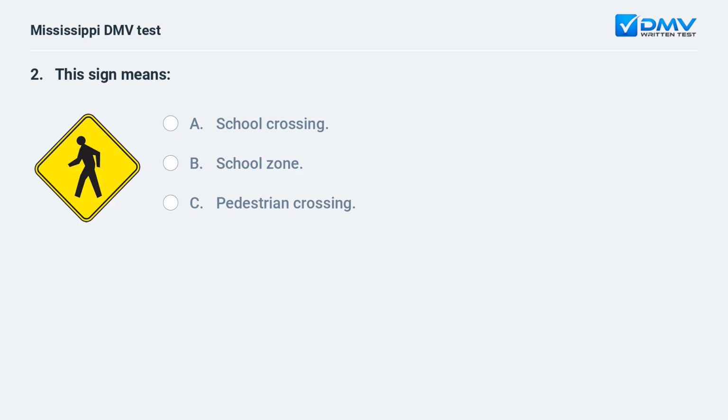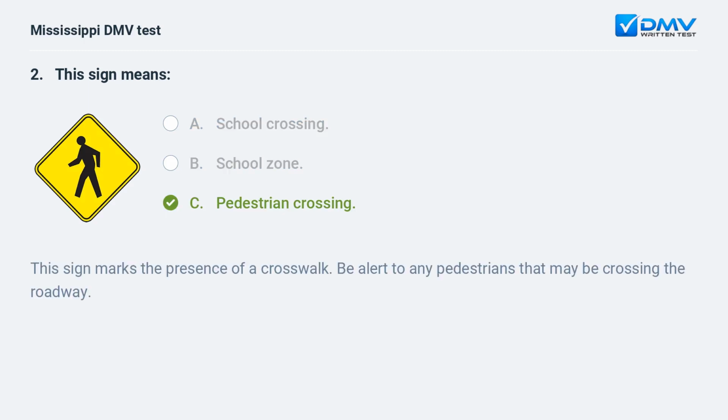This sign means A. School crossing. B. School zone. C. Pedestrian crossing. This sign marks the presence of a crosswalk. Be alert to any pedestrians that may be crossing the roadway.